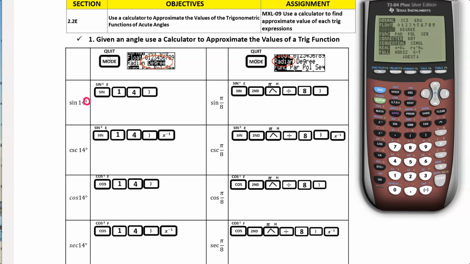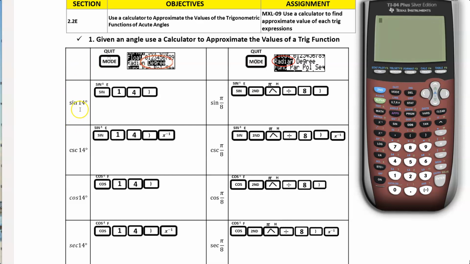Okay. So the first ones we're going to do, we'll work in degrees. So I'm going to highlight degrees, just using the arrow keys here. And once degrees is blinking, I just hit enter. And now it's set in degrees. So I'm going to go second, quit. That just clears my screen.